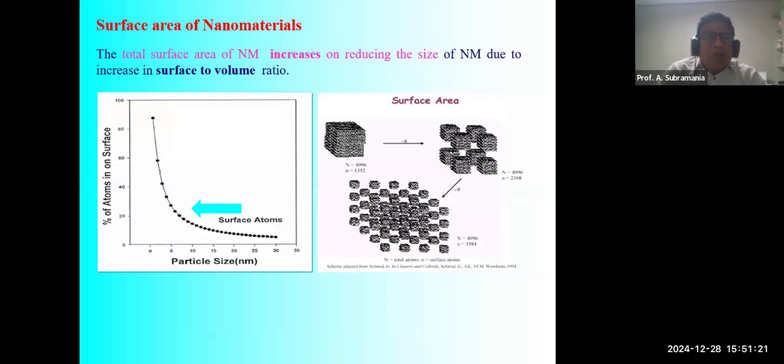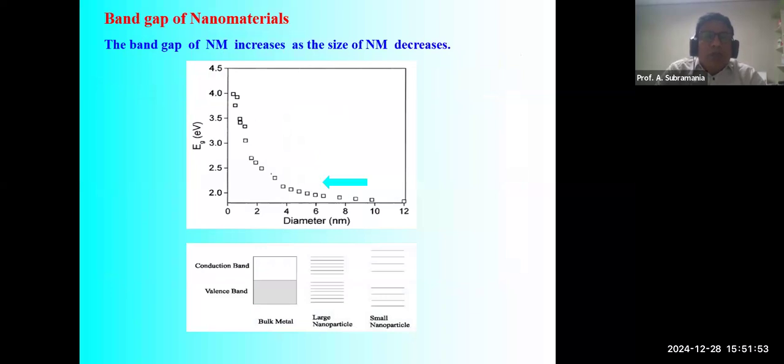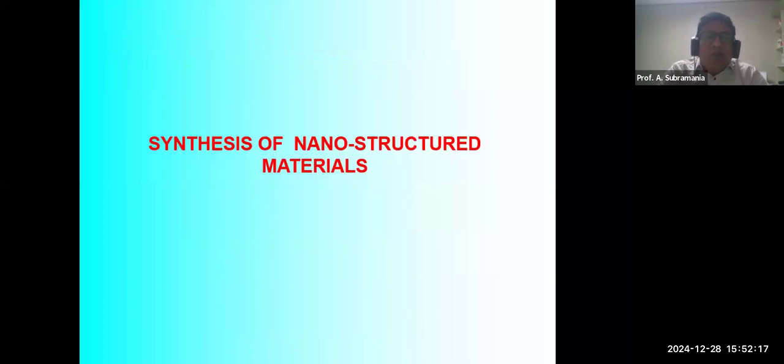Then surface area. The total surface area of nanomaterials increases on reducing the size of the nanomaterial due to the increase in surface to volume ratio. Similarly, the melting point of nanomaterials decreases considerably as the size of the nanostructured material decreases below 100 nanometers. When we reduce the particle size, surface energy increases. Due to that, the melting point decreases. Hence, bulk gold has a melting point of more than 1400 degrees centigrade, whereas nano gold has a melting point of less than 750 degrees centigrade. Then the band gap of nanostructured materials. The band gap of nanomaterials increases as the size of nanomaterials decreases. Then synthesis of nanostructured materials.